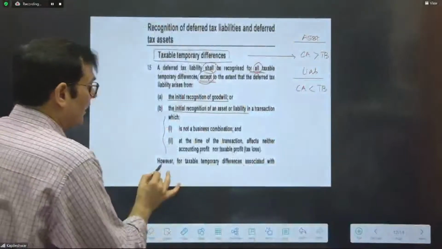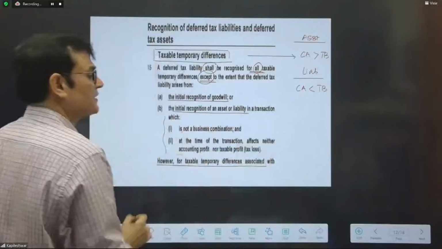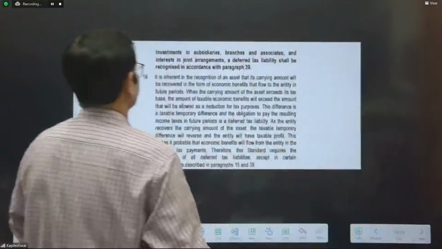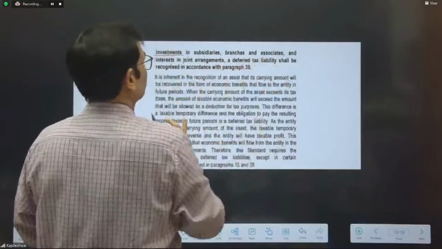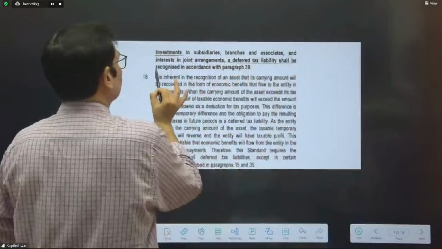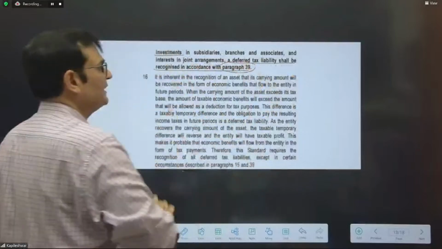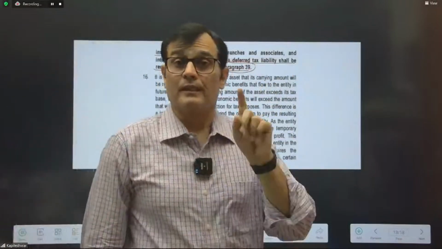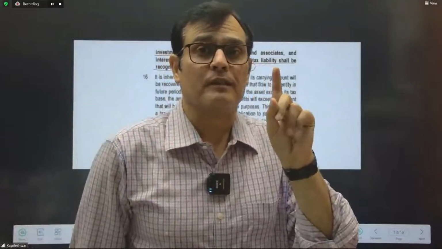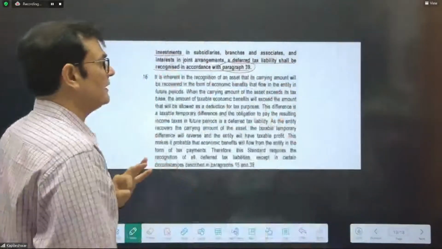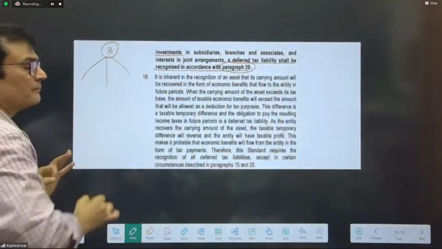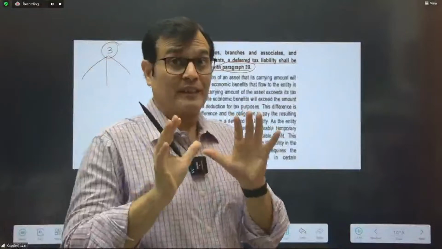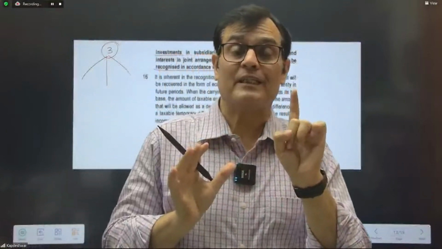Next. However, for taxable temporary differences associated with investments in subsidiary, branch, associate, a DTL shall be recognized in accordance with para number 39. This is not an exception, but this is an assessment. Get this very clear. There are basically, you can say, 3 categories of DTL. Now hear this very carefully. Please hear every word on a very careful note.